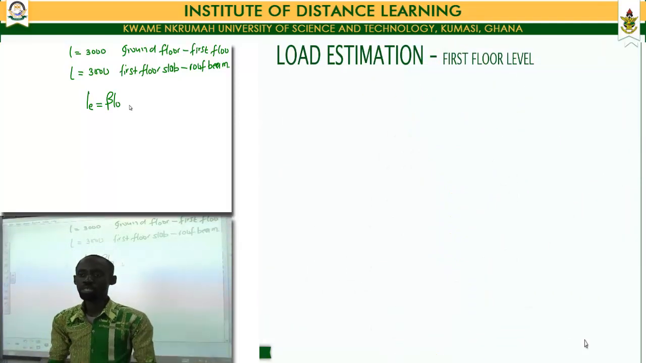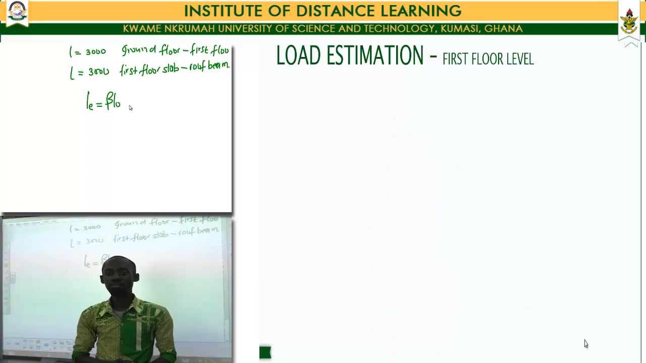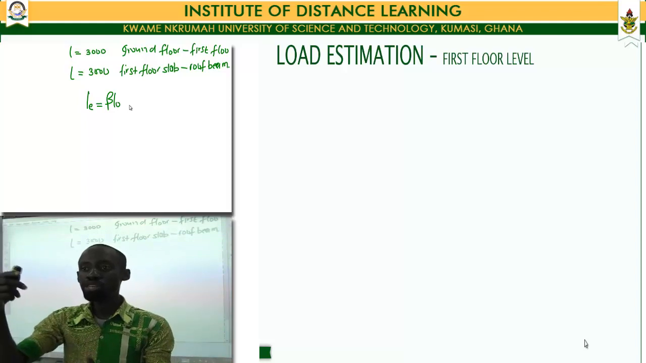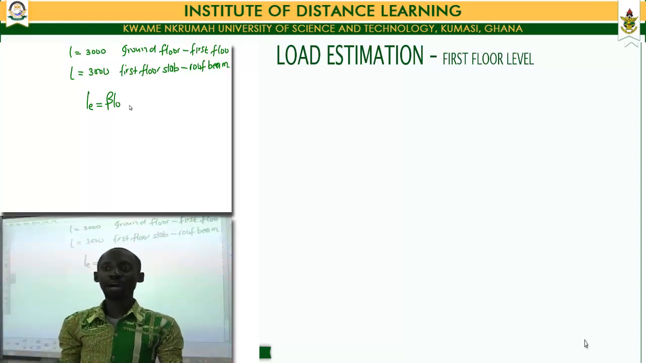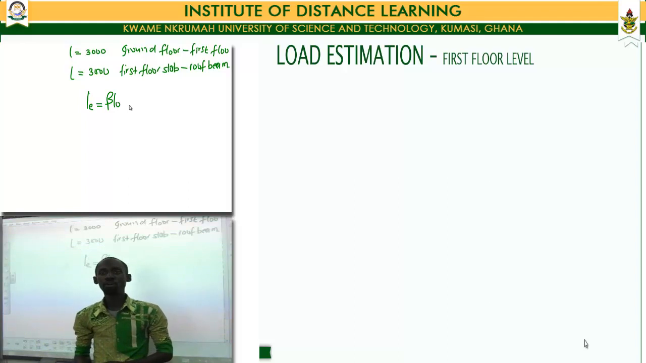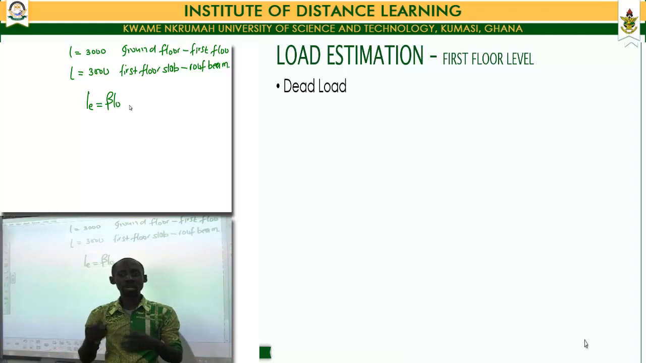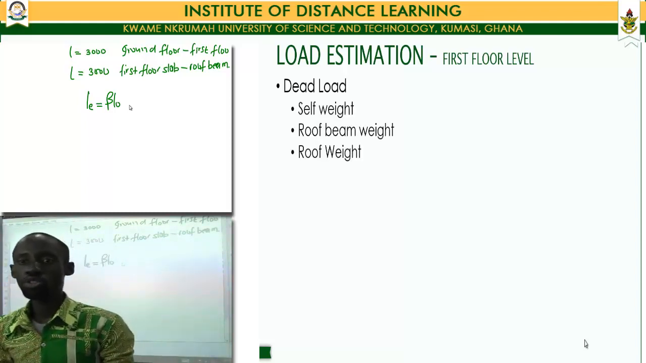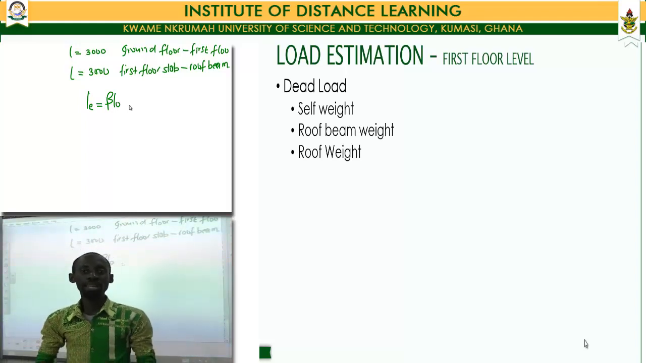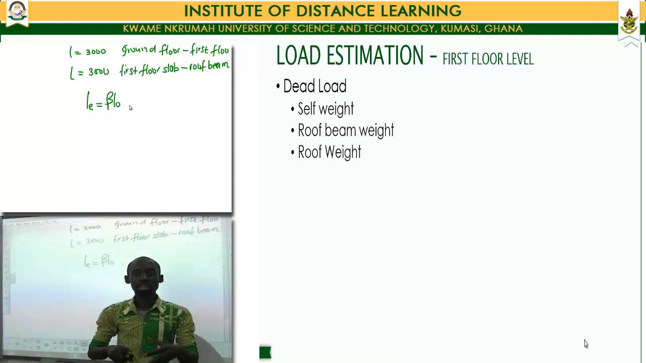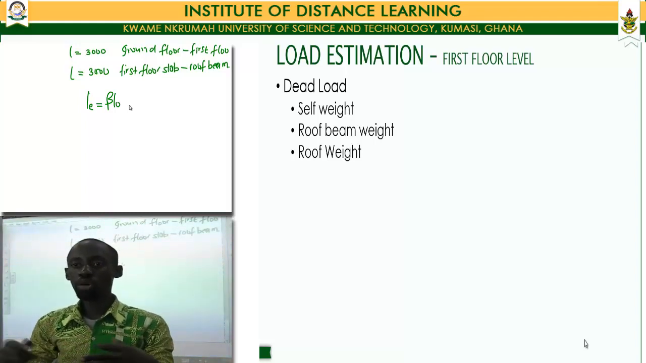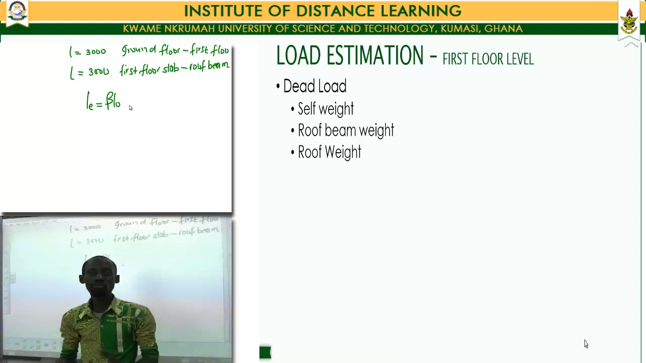Now, having identified the area of the floor slab or the area of our structure that our column is supposed to support, we move ahead and do our load estimation. For our load estimation, again, we are going to estimate our loads for the two different levels within our building, i.e. for our first floor level and for our ground floor level. For each of the two levels, we are going to estimate our dead loads as well as our live loads. So for our dead loads, what would constitute it? Our dead load will be constituted by the self-weight of the column itself, the weight of the roof beam, and the weight of the roof, including all the roofing materials and everything that makes up the roof.